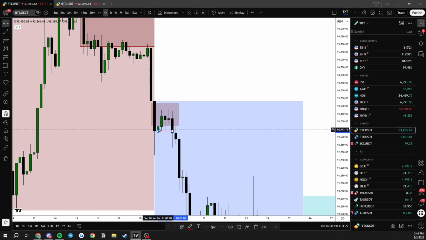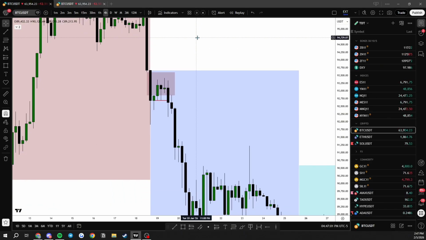Also notice that these two candles encapsulate this candle. Maybe not this small outer wick, but this candle closes inside of these two, okay? Change in state of delivery here, you could enter right there, or you could enter off the retest on the order block, and boom, price goes lower.